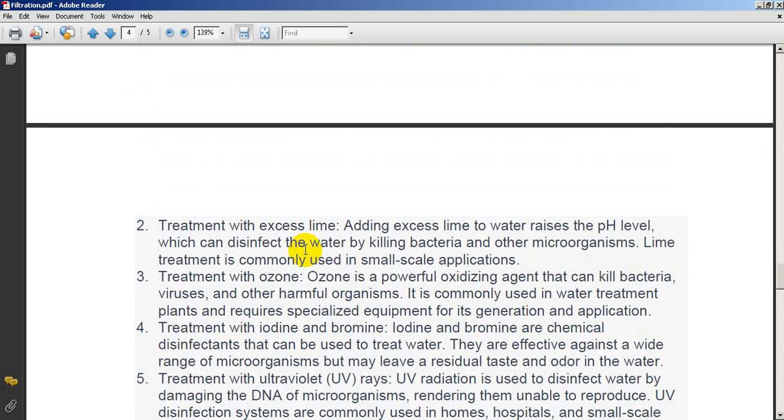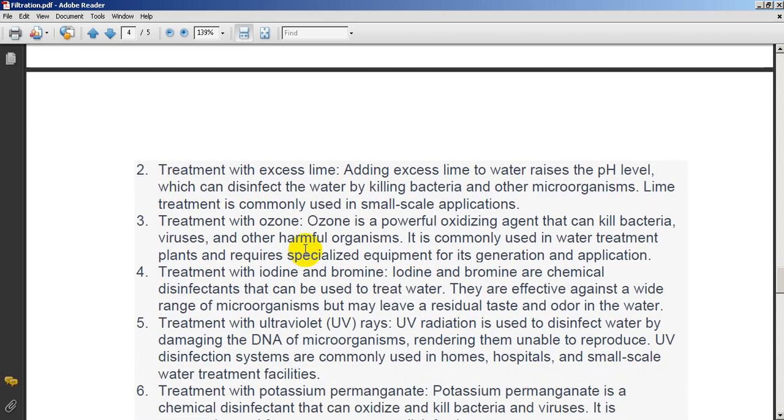2. Treatment with excess lime. Adding excess lime to water raises the pH level, which can disinfect the water by killing bacteria and other microorganisms. Lime treatment is commonly used in small-scale applications. 3. Treatment with ozone. Ozone is a powerful oxidizing agent that can kill bacteria, viruses, and other harmful organisms. It is commonly used in water treatment plants and requires specialized equipment for its generation and application.